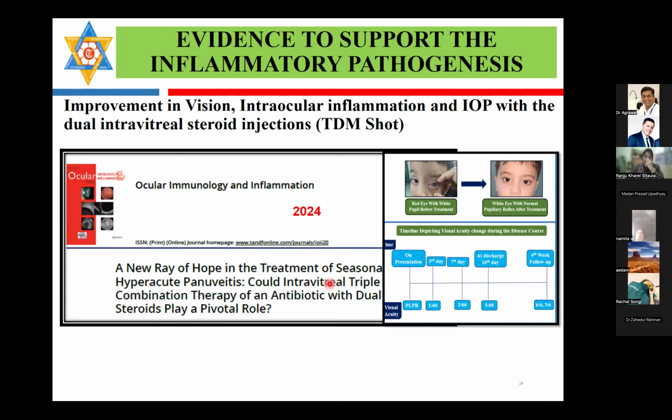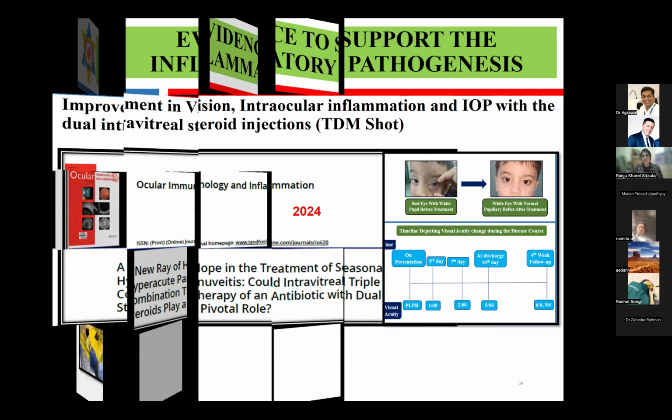Another support to label it as inflammatory buzz is that we tried the treatment with two steroids and one antibiotic. A short-acting steroid like dexamethasone, which can suddenly control the intraocular inflammation, and a long-acting steroid like triamcinolone acetonide, which can maintain the effect, with the add-on moxifloxacin. So we tried this in the 2023 outbreak, and we had very good outcomes. So we have equal evidence to label it as inflammatory buzz.